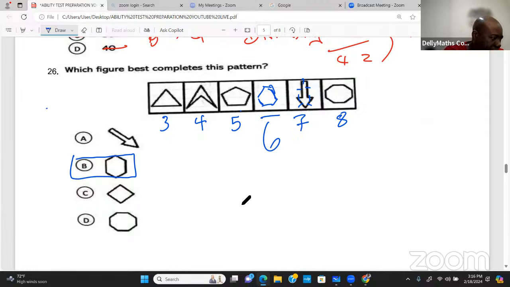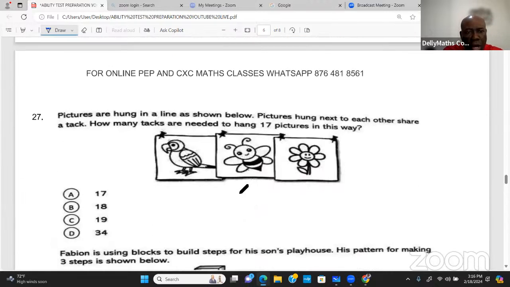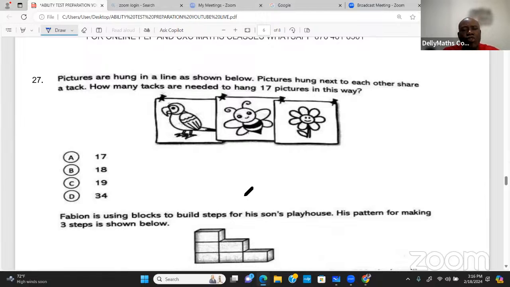I'm seeing people getting some good answers there. Very good. Look for the one with the 6 sides. Very good. All right, let us jump on question 27 here.